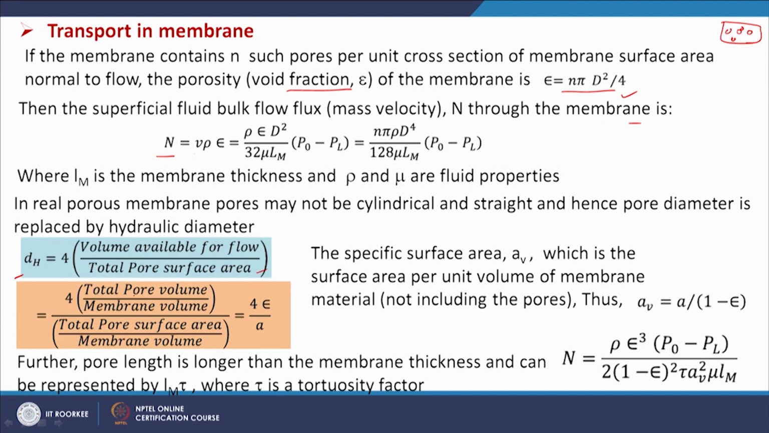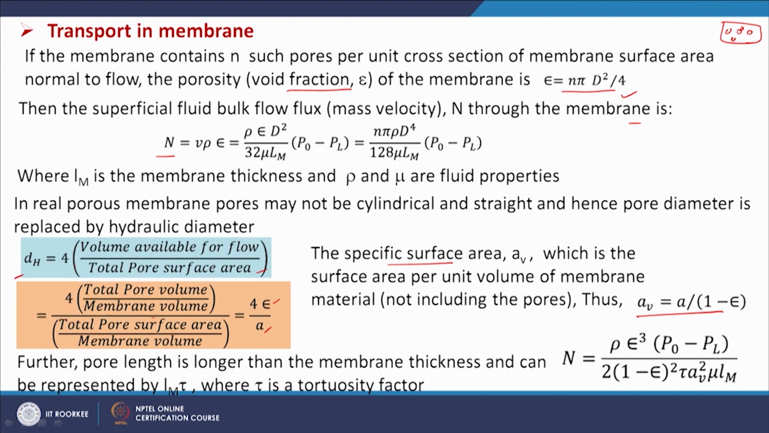So, the top part, total pore volume by membrane volume, is equal to E, and total pore surface area by membrane volume is equal to A. This A can be correlated with the specific surface area: the specific surface area AV is equal to A by 1 minus E, because AV, the specific surface area, is the surface area per unit volume of membrane material not including the pores. So, when we are considering the pores, AV equals A by 1 minus E.